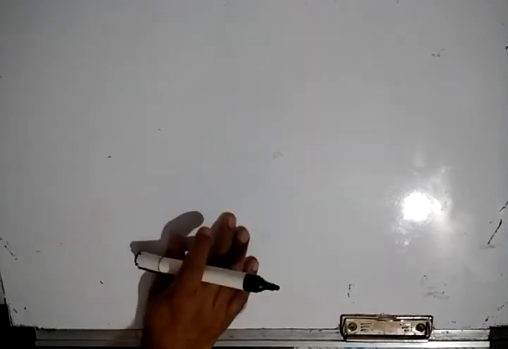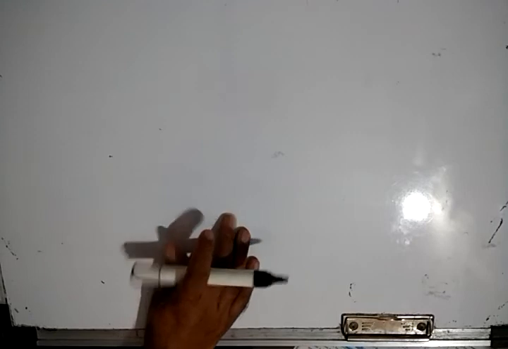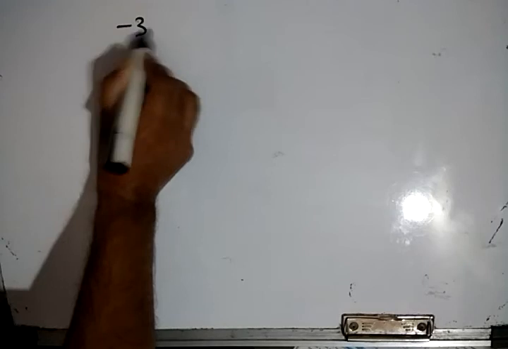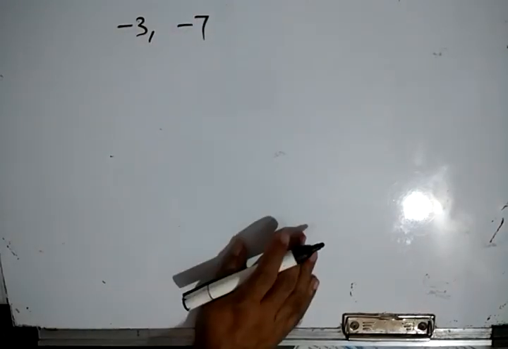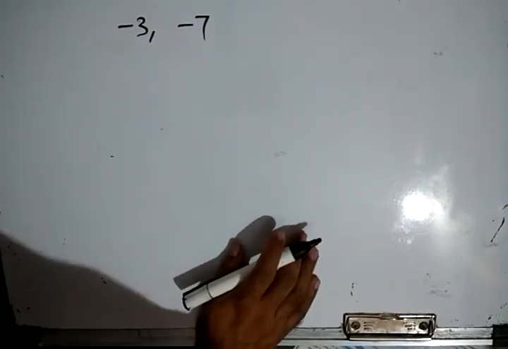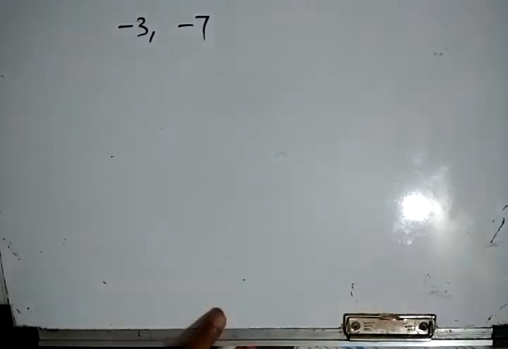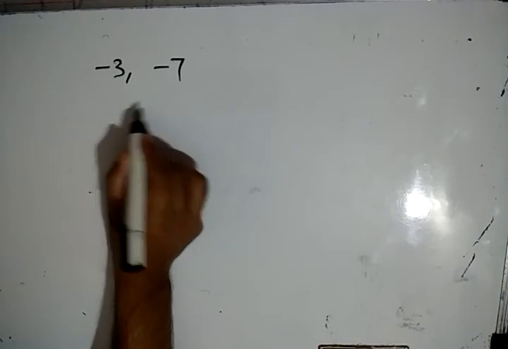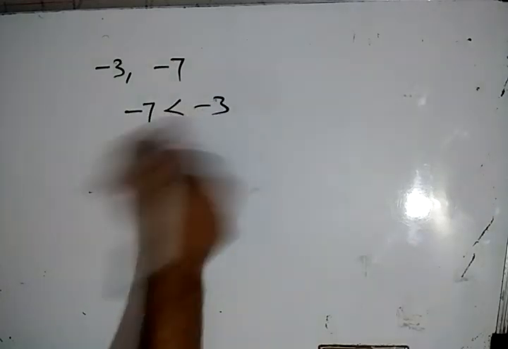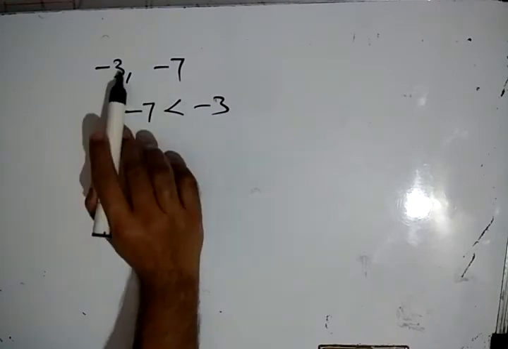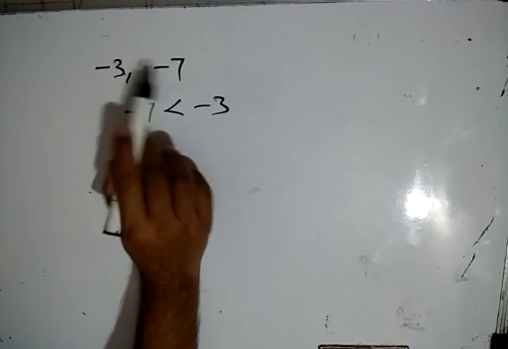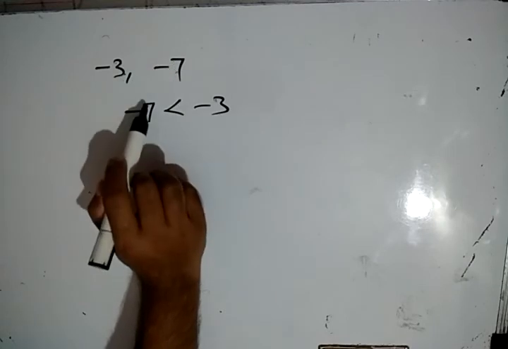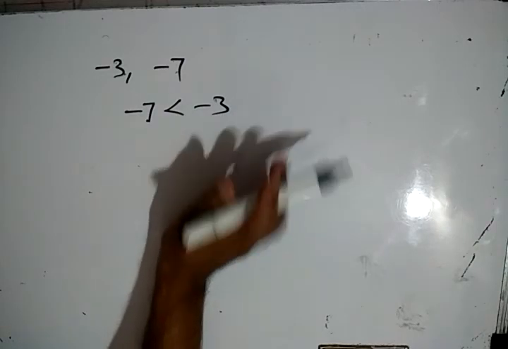Here, suppose there are two negative numbers, -3 and -7. Then this -3 is greater than -7. Therefore, we can write -7 is less than -3, because -3 is at the right hand side and -7 is to the left hand side. Therefore, -7 is always less than -3.